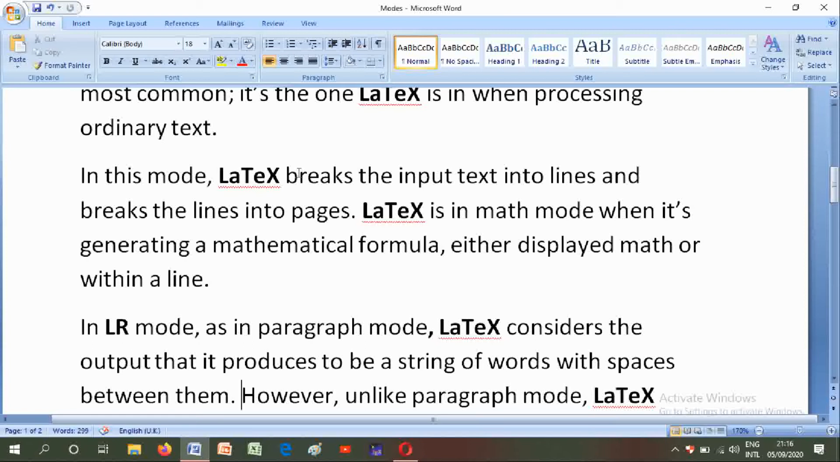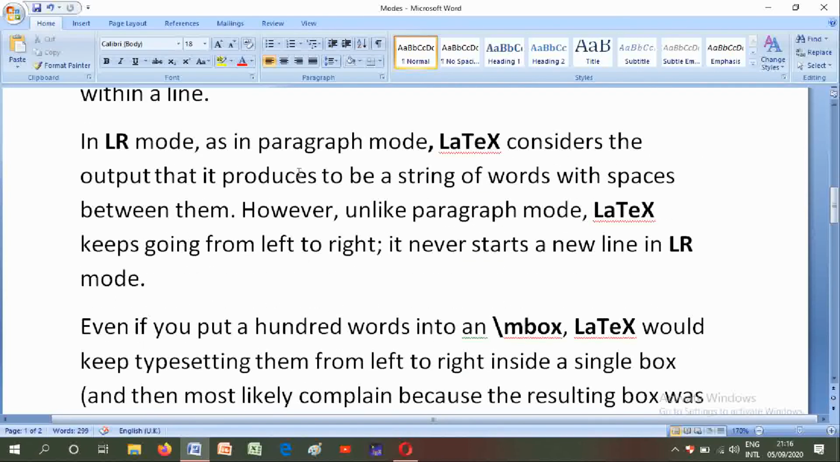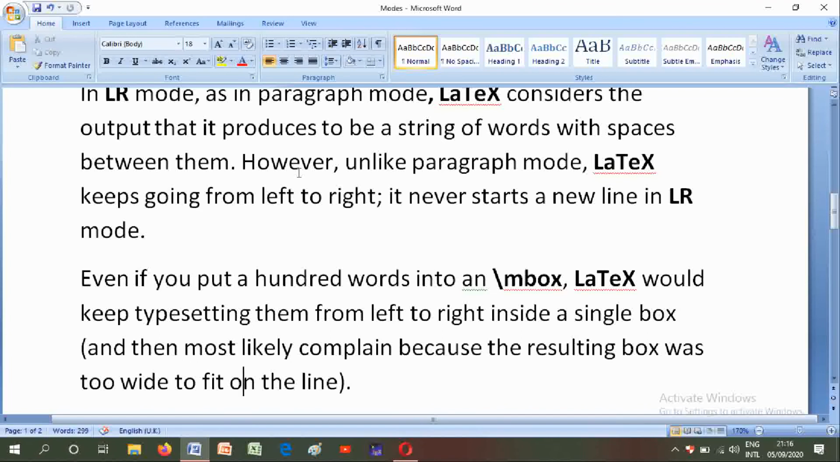In LR mode, as in paragraph mode, LaTeX considers the output that it produces to be a string of words with spaces between them. However, unlike paragraph mode, LaTeX keeps going from left to right. It never starts a new line in LR mode. Even if you put 100 words into an \mbox, LaTeX would keep typesetting them from left to right inside a single box, and then most likely complain because the resulting box was too wide to fit on the line.